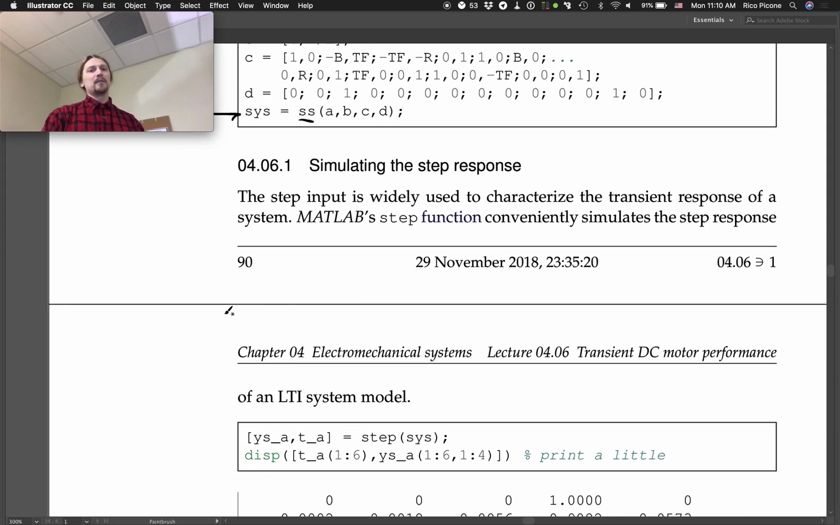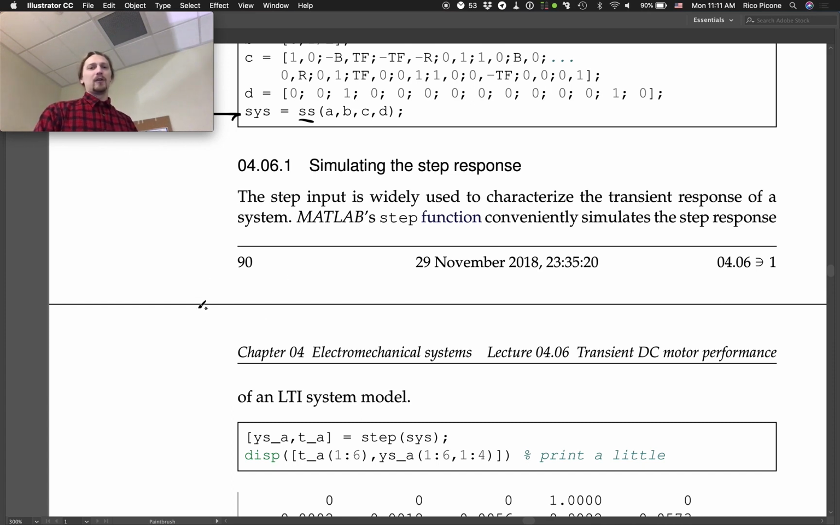Okay, so simulating the step response. The step input is widely used to characterize the transient response of a system. You guys remember a step input: it's 0, and then suddenly it's some constant value for the rest of time. The step input is what you were doing in the lab when you put a voltage in, with a duty cycle of like 40% by default, and I think the max voltage was like 20 volts. So you're putting in like 8 volts, then turn it off to 0 volts, and then 8 volts, and then 0 volts. Those were step inputs, and then you turned them off at some point.